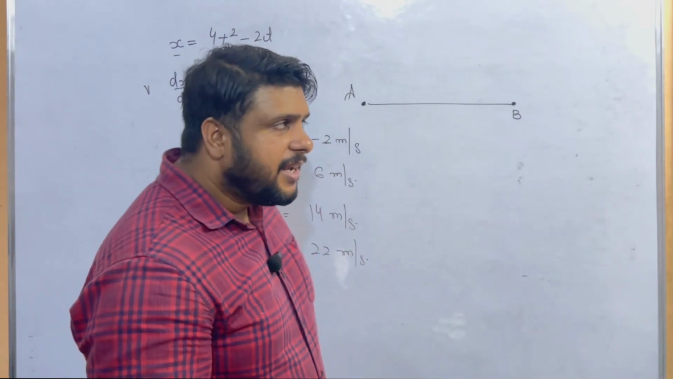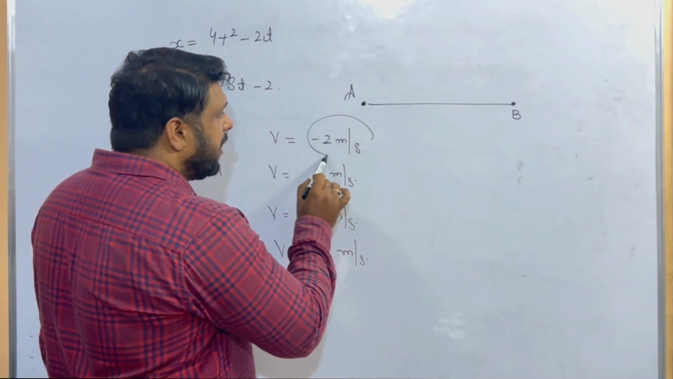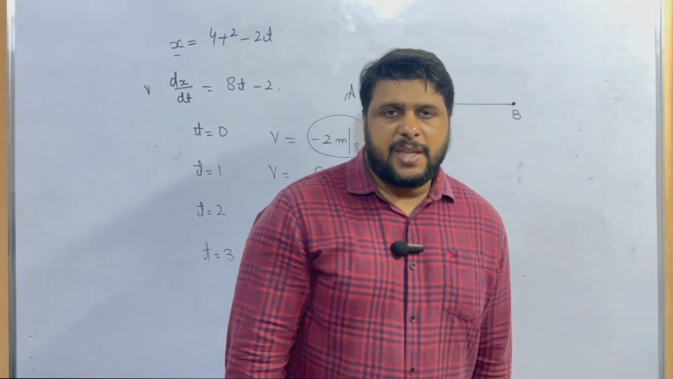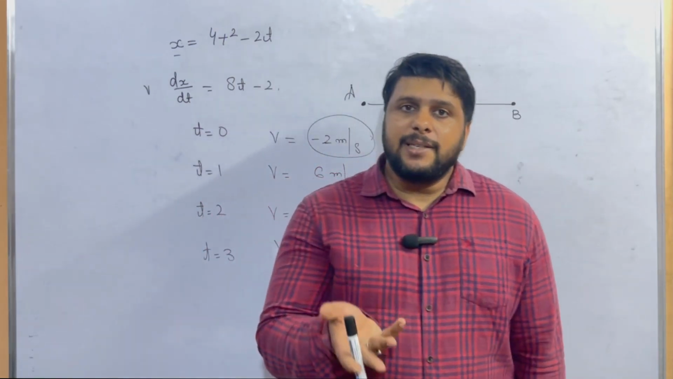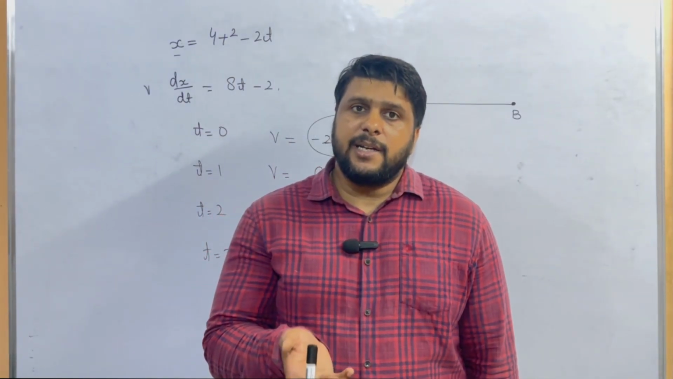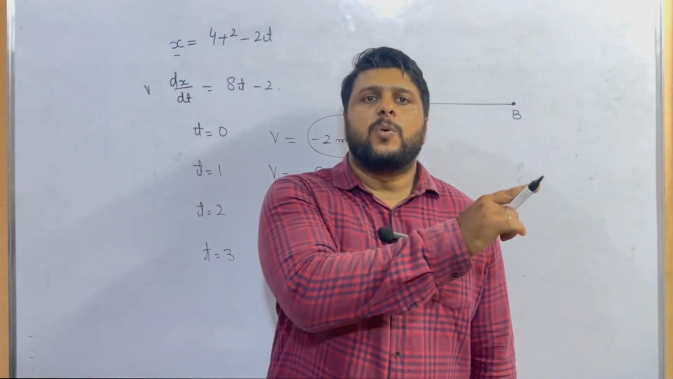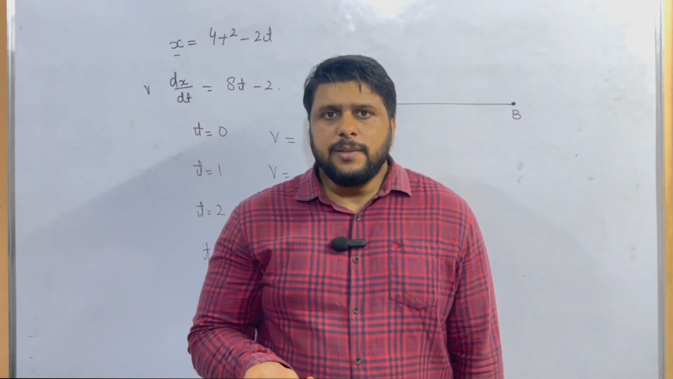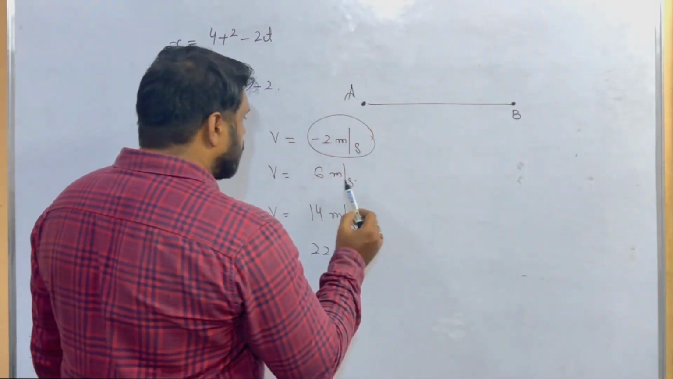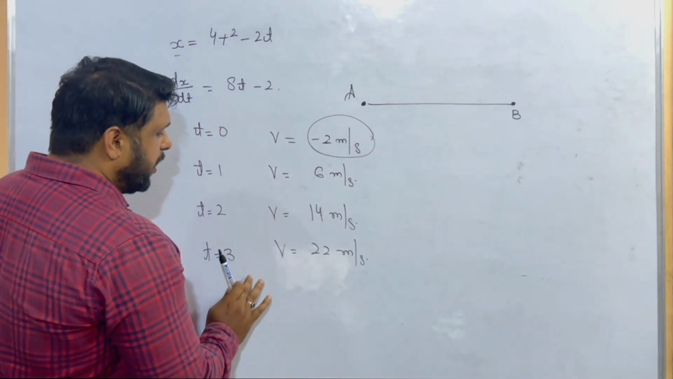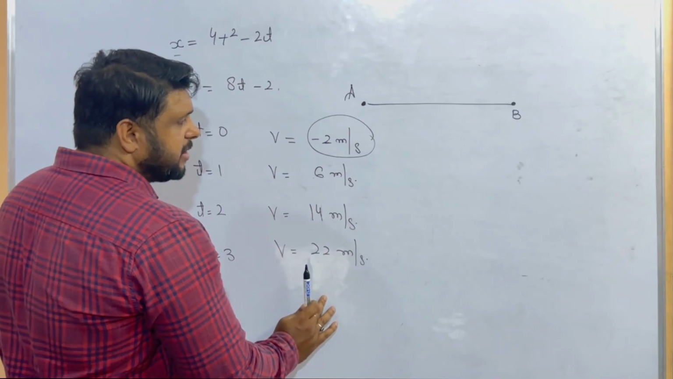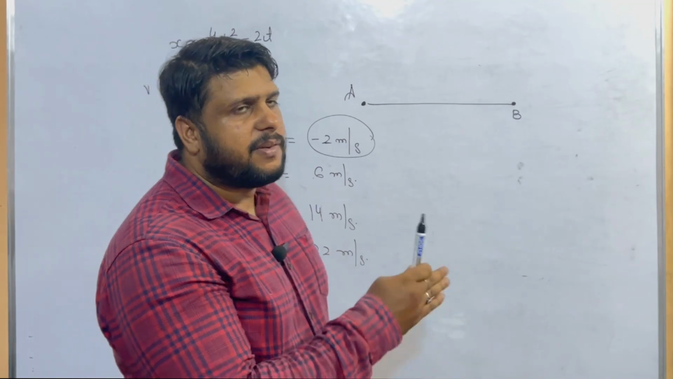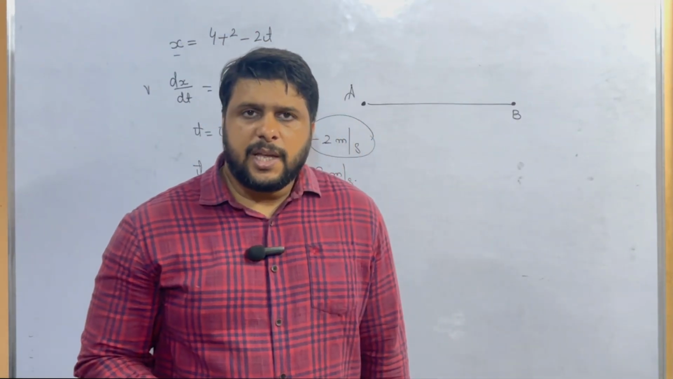But here, if you see, this is minus 2. What does minus 2 say? The minus sign is representing that it is moving in the opposite direction. Minus is only showing you the direction. But if you consider t is equal to 1 to 3, velocity is increasing in this direction. It means that at t is equal to 0 second, it was traveling in a different direction.